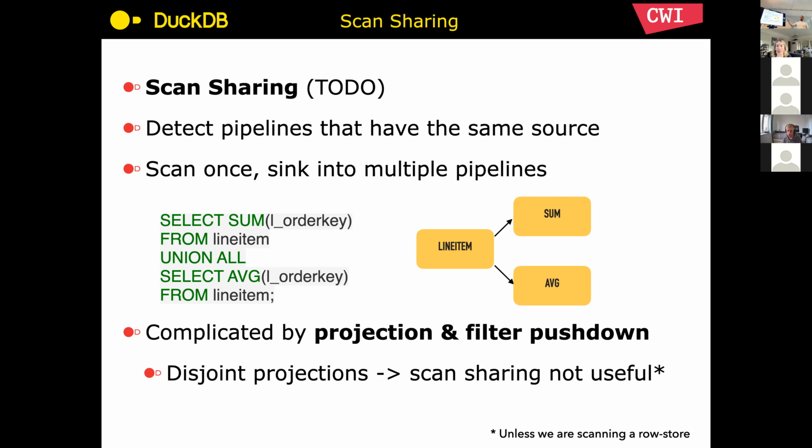And something related to this is duplicate pipeline elimination, because once you're checking that pipelines have the same source, you might as well check, hey, are the pipelines entirely the same? If so, you can just merge them entirely. So that's also a nice bonus of this.